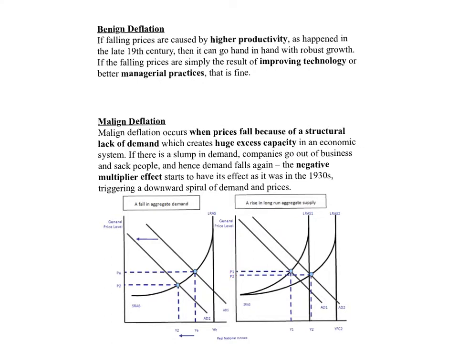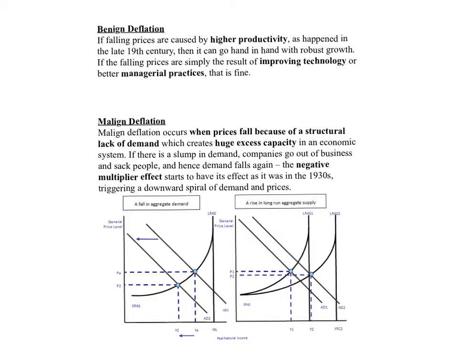The reason for that is because the deflation is caused because of improvements in the productive potential or the productive capacity of the economy. So as I've put here, falling prices are caused by higher productivity, as happened in the late 19th century. They can go hand in hand with robust growth. So if the falling prices are simply the result of improving technology or better managerial practices, then that is not really a worry. It's fine.